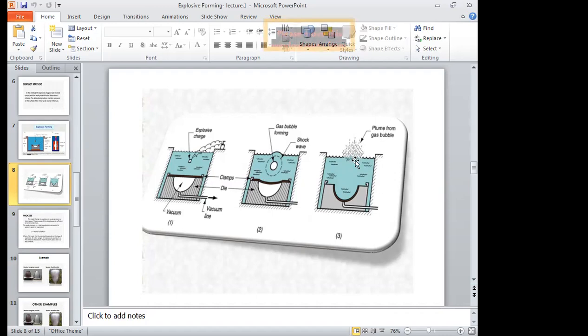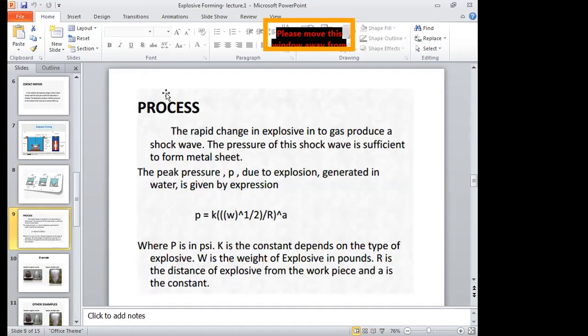When the gas bubble grows very large, the workpiece takes the shape of the die, so we get the required shape as shown in figure 3. In this process, the rapid change of the explosive into a gas produces a shock wave. The pressure of this shock wave is sufficient to form the metal sheet.